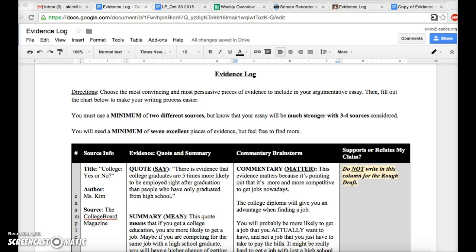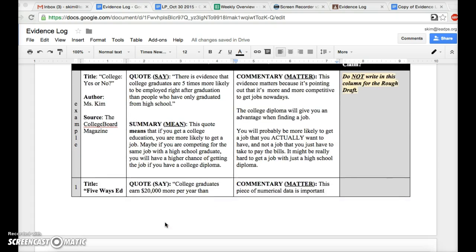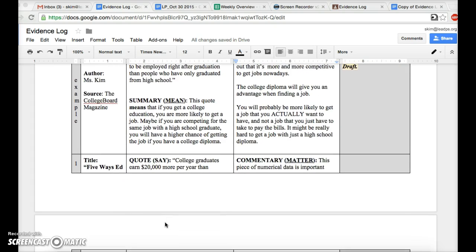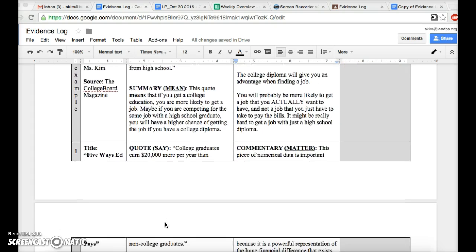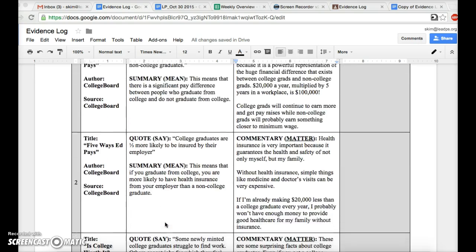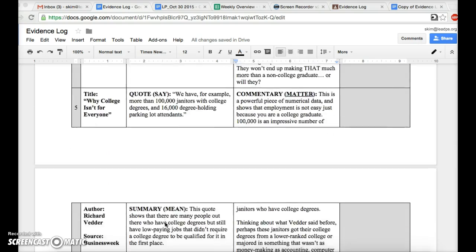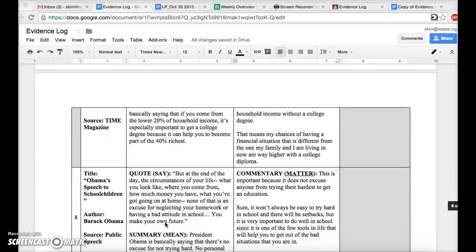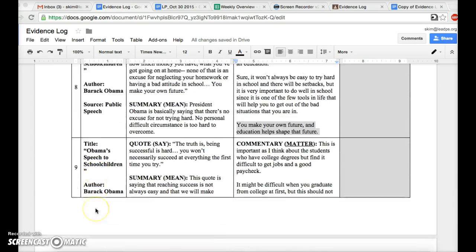This video will walk you through the 4 main focus points that will help you to have a great evidence log. The first focus point that we want to talk about is organization. How is your evidence log organized? Do you have 7 pieces of evidence, at least 7? So we've got 1, here, 2, all the way down, and this person has come up with 9.